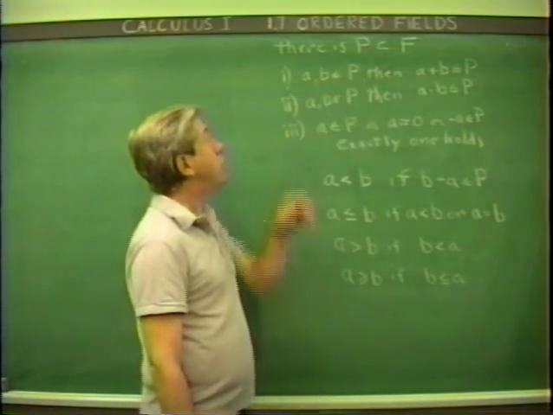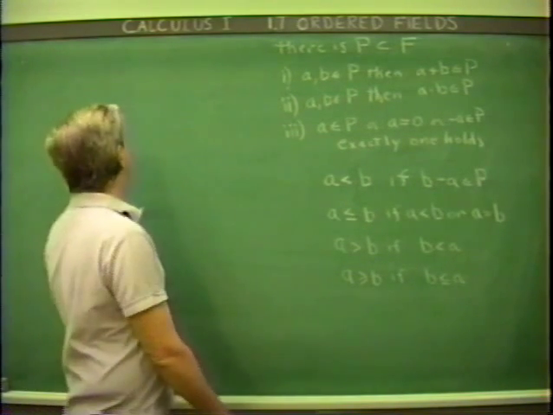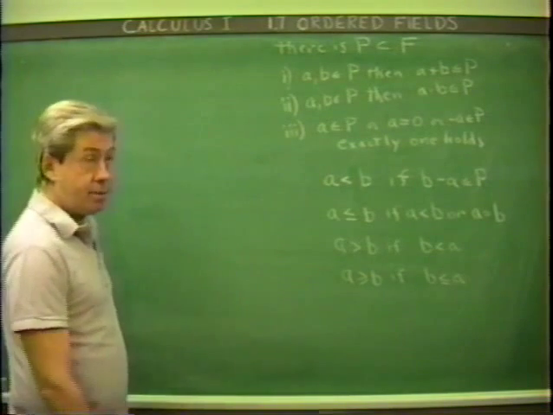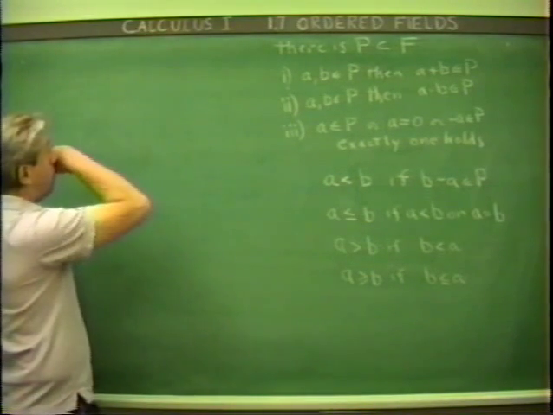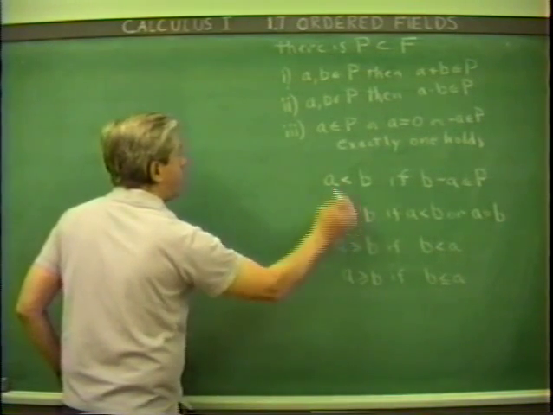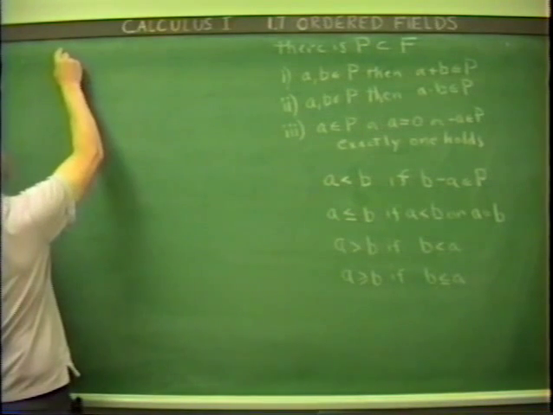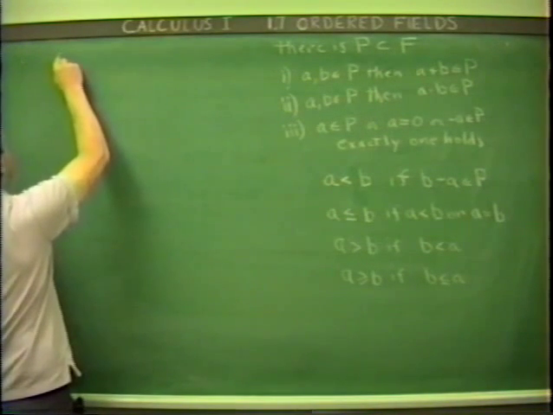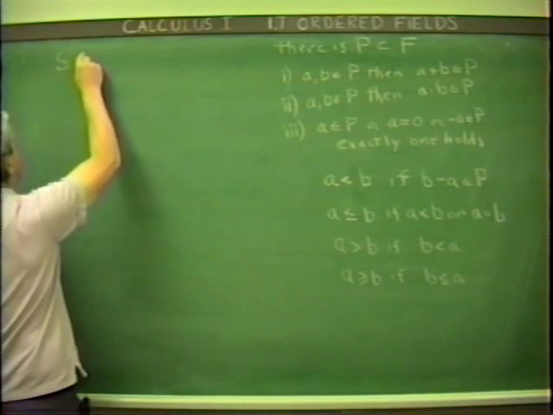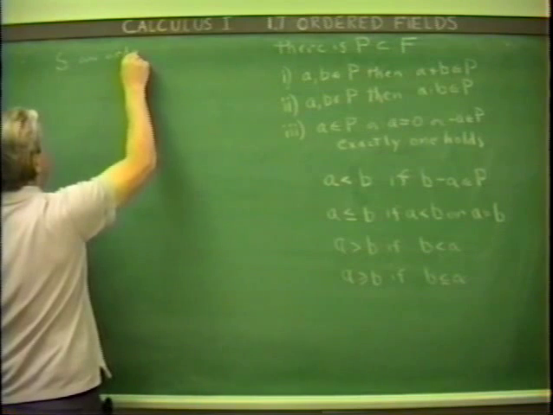The order on the real numbers or the rational numbers is the natural one involving the positive elements. There's another approach that you can take, though. You can define an order on a set. And for that purpose, we will use the less than or equal symbol here to define an order on a set.